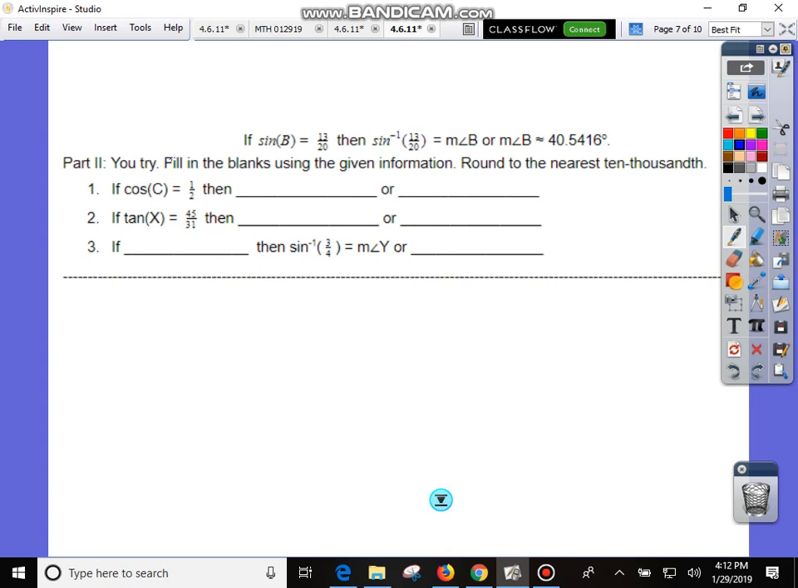So part 2, you try. Fill in the blanks using the given information, round to the nearest 10,000th. So go ahead and pause the video right now. Try these out. Once you're done with it, start playing the video again. Okay, so hopefully at this point you are done with that. You can start playing the video again here.